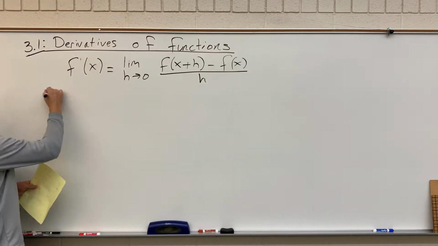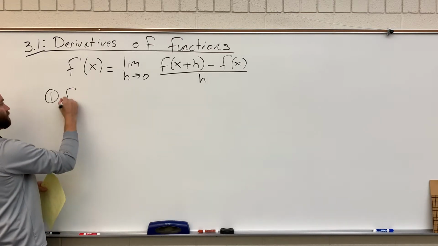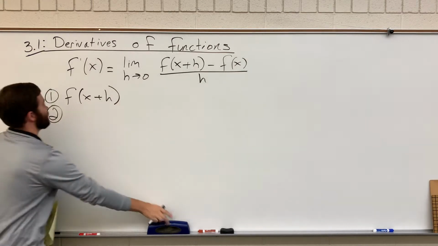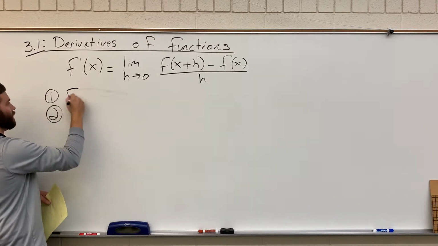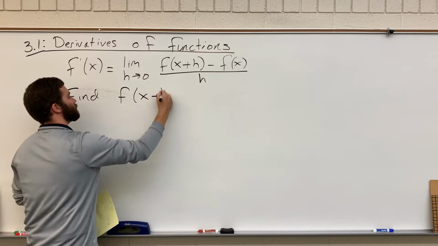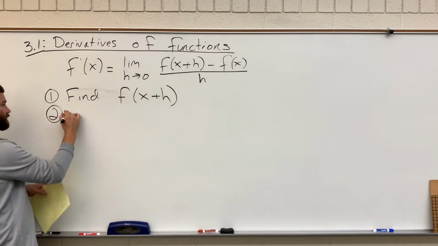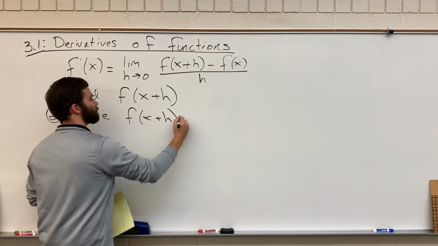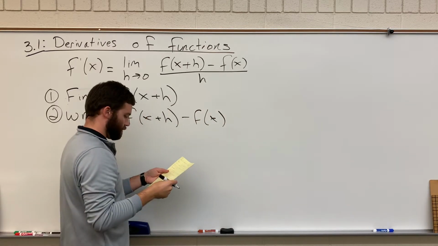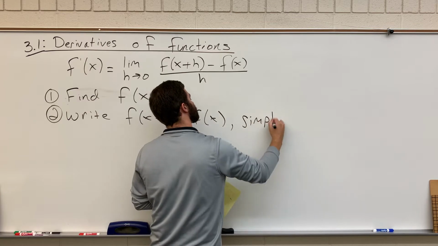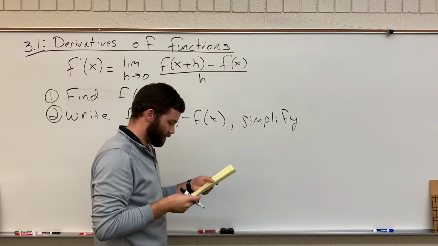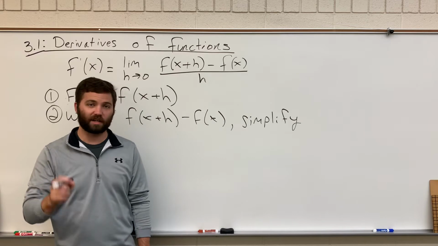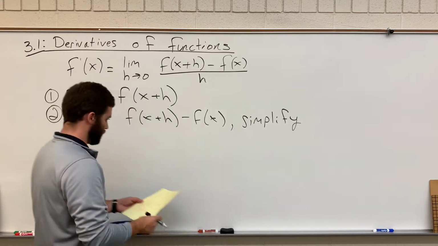Okay, step 1. Find f of x plus h. Step 2. Write f of x plus h minus f of x, and then simplify. At this point, each term should have an h. You might want to write that down, that each term should have an h at this point. If it doesn't, go back and try again. You've made a mistake.